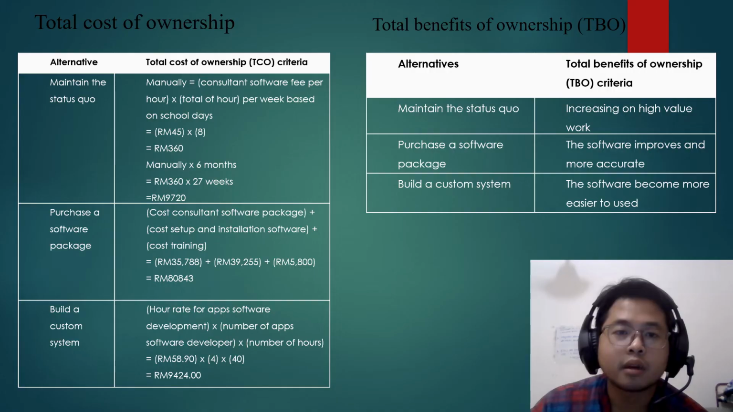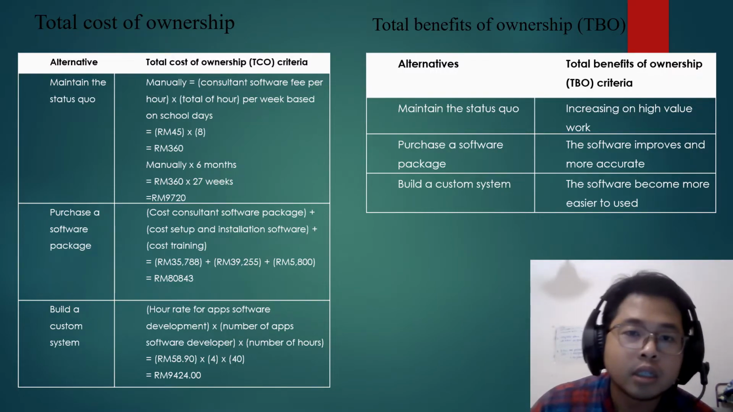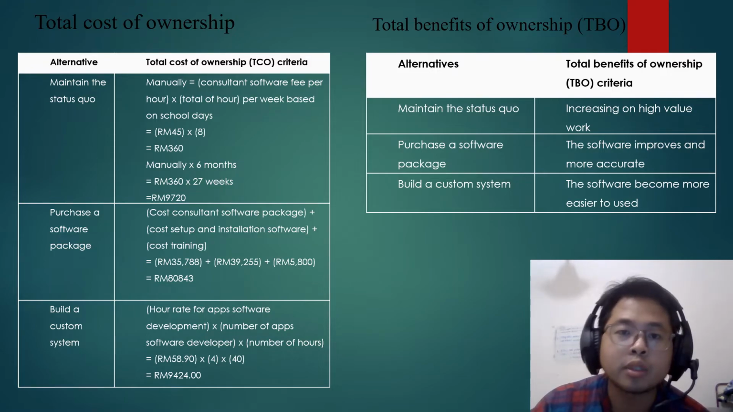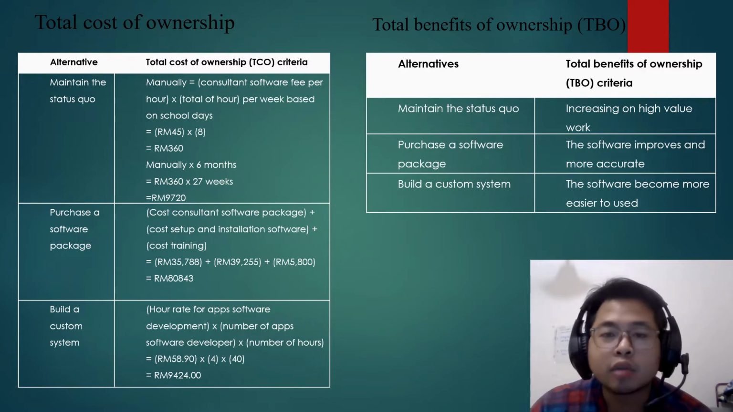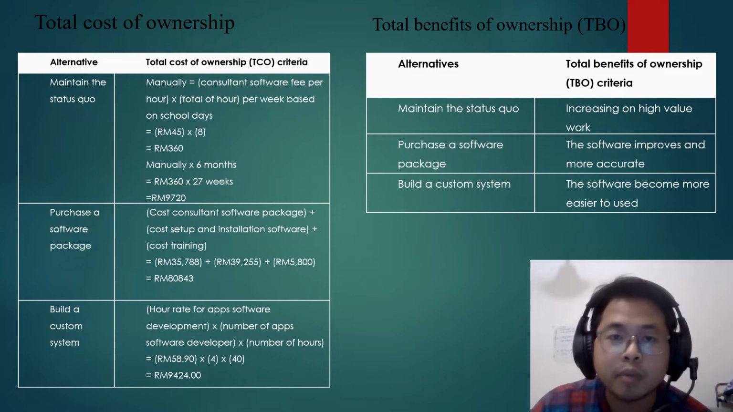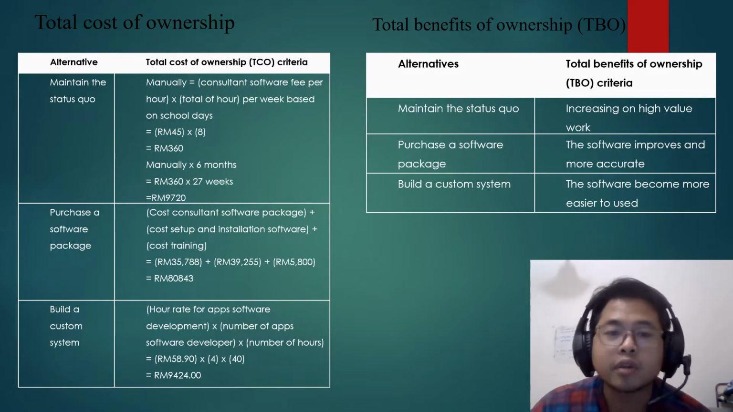Thank you. For the total cost of ownership, we estimate and calculate based on the formula given. For maintain the status quo, we multiply our manual rate with total weeks based on the school days. For purchase, we calculate total cost of consultant plus setup plus training. For build custom system, we multiply our rate, number of apps, and number of our training. For the total benefit of ownership, maintaining the status quo will increase high value work. And then the purchase software package will be improving and more accurate. And lastly, for the build custom system, the software becomes easier to use.